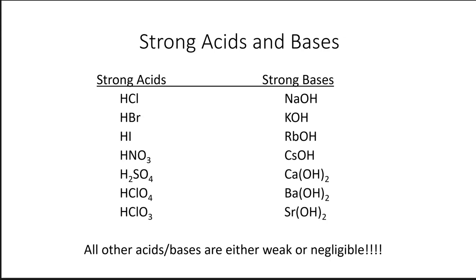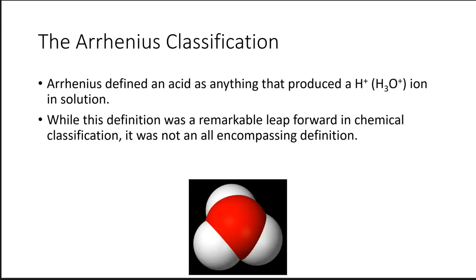Now, we've talked about acids when we first talked about chemistry and molecules, and we defined acids by the Arrhenius classification. The Arrhenius classification defined an acid as anything that produced an H+ ion, which is also known as a hydronium ion in solution. So we abbreviate H3O+ for H+. It's just a bookkeeping exercise that keeps our lives a little bit easier when balancing equations. While this definition was a remarkable leap in terms of classifying molecules, it did not go to the full extent of being able to define what all acids and bases are.